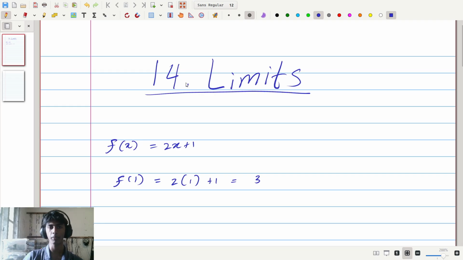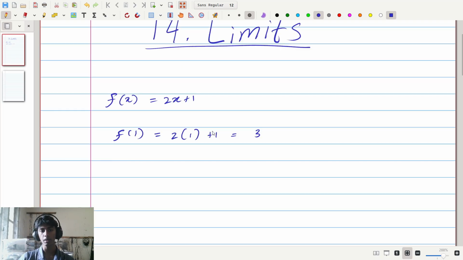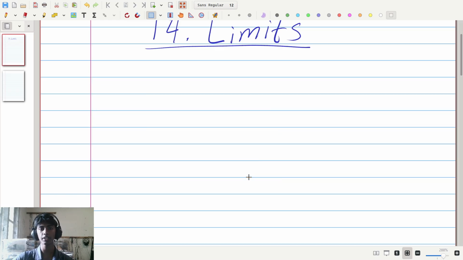In this case, it's not a problem. We can easily find the exact value of f of 1 simply by doing a substitution. Sometimes, however, it becomes more difficult to find the value, or perhaps impossible to find the value using this method. An example of such is this. Consider the function f(x) is equal to 1 divided by x squared. Can we find the value of this function at x equals 0?